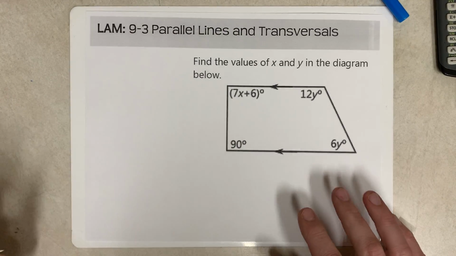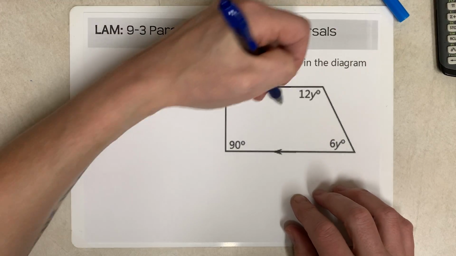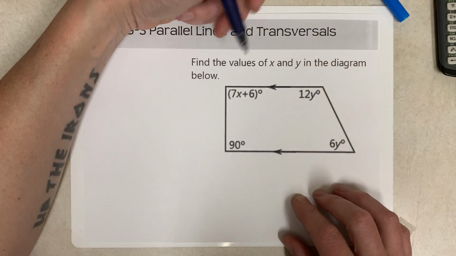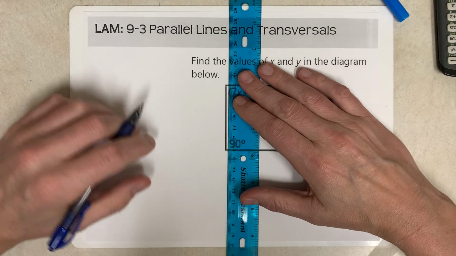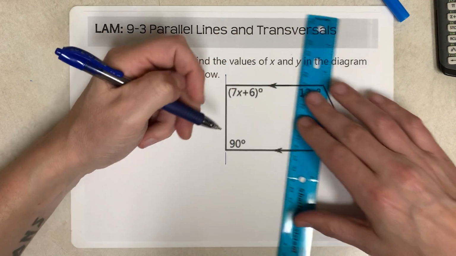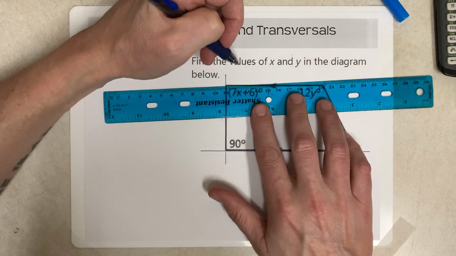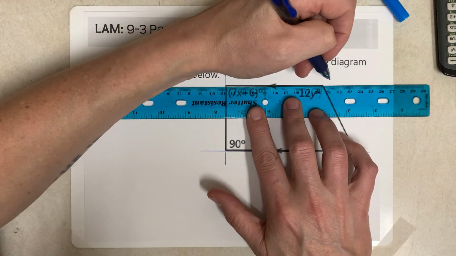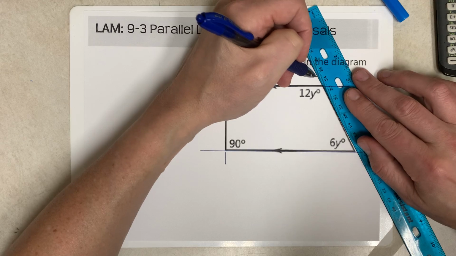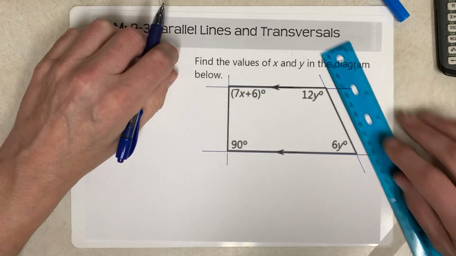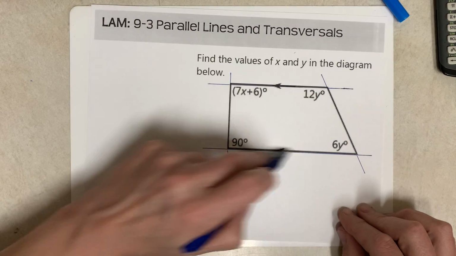Now this one, it says find the values of X and Y in the diagram below. We have a trapezoid. Trapezoid has one pair of parallel sides. So that means that if I take my ruler here, I can extend these sides if I need to gain some information about what's going on here and what's related. So let's go ahead and do that. And then this.